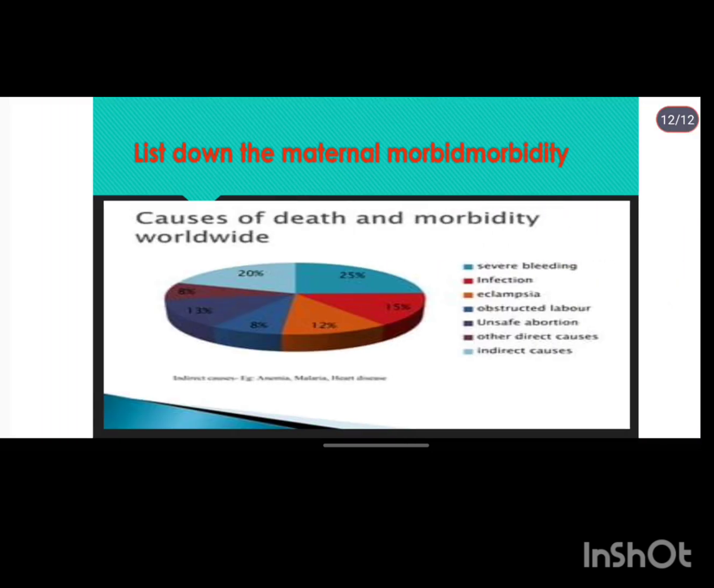So next question was list down the maternal morbidity causes. Means here they ask for the causes of maternal death and morbidity. So here it is because of severe bleeding, infection, eclampsia, obstructed labor, unsafe abortions, and other direct cause and indirect cause. Direct cause, indirect cause related to pregnancy, childbirth, and puerperium. So these are the things that come under the causes. So you can see the percentage divided accordingly.